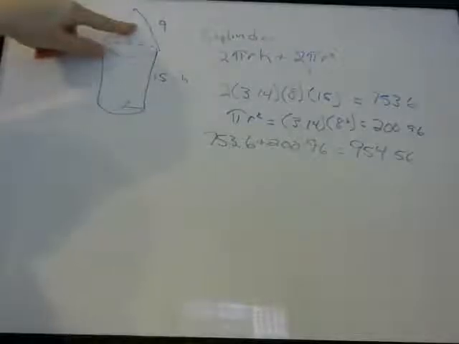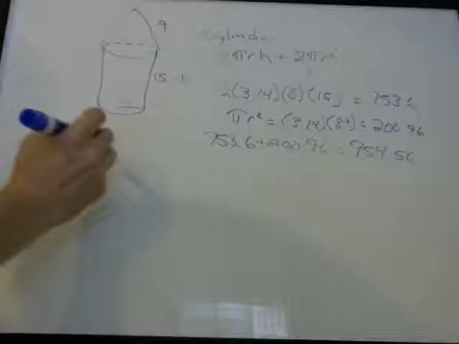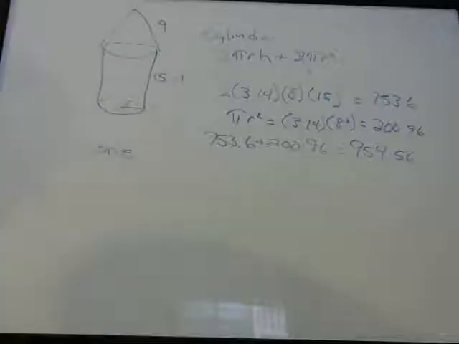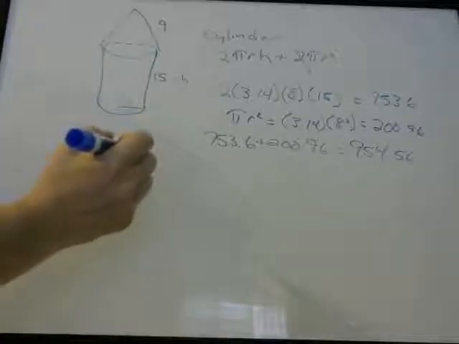Now what's the area of the cone? Again, we don't need the base of the cone, we just need the outer part. So what's the formula for the cone? You look on your formula sheet. It is pi rs plus pi r squared.